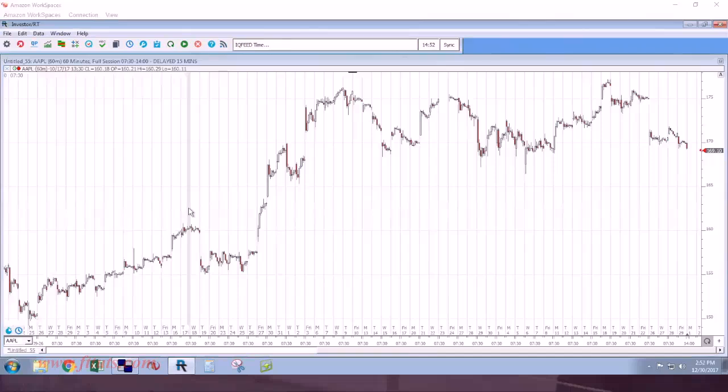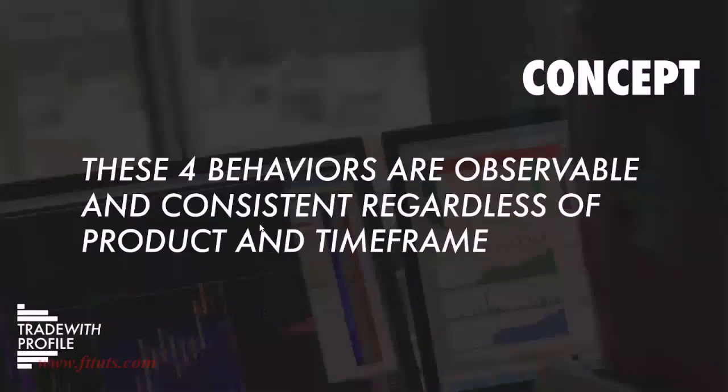Why do these behaviors occur over and over again when we look at stocks and futures and options? Because it's human behavior, and this is how humans have auctioned around items of value for millennia. It ain't going to change. It's consistent. You can trust it. You can lean on it. And once you can identify it, oh boy, it is powerful. These four behaviors are observable and consistent regardless of product and time frame.